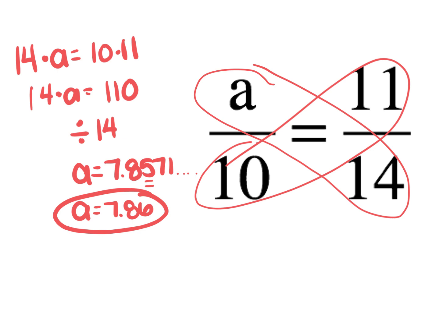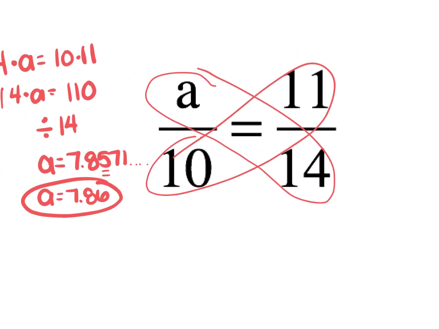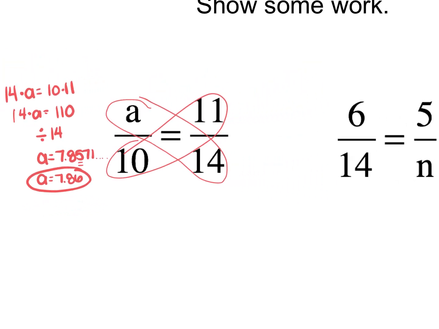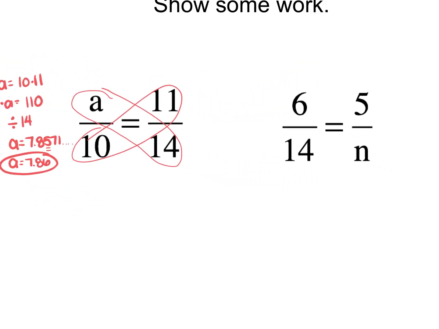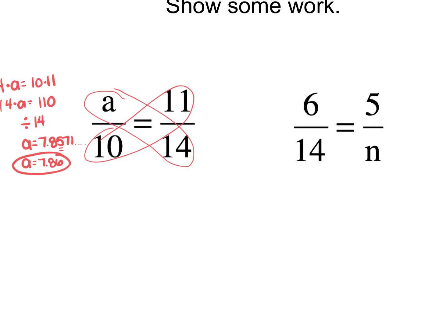Okay, let's try one more in your notebooks. Do you have all that work down? Are we good on that one? Okay. Next one is 6 over 14 equals 5 over n. 6 over 14 equals 5 over n. And once you have that copied down, raise your hand if you feel like you could tell me what the first line of work is going to look like here.